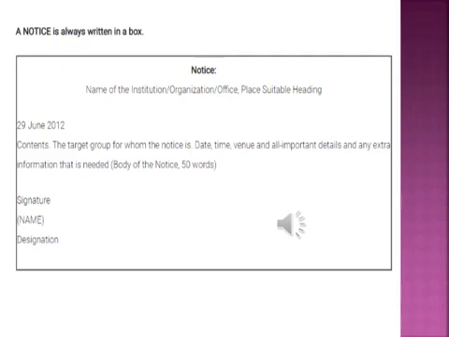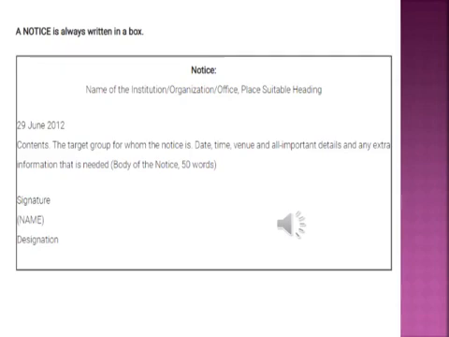So the target group, now if it is about a particular event, then you have to mention the date when it is going to take place, then the time, then the venue where it is going to take place. All important and relevant details should be there in the body of the notice. Any extra information that is needed, you should also provide.